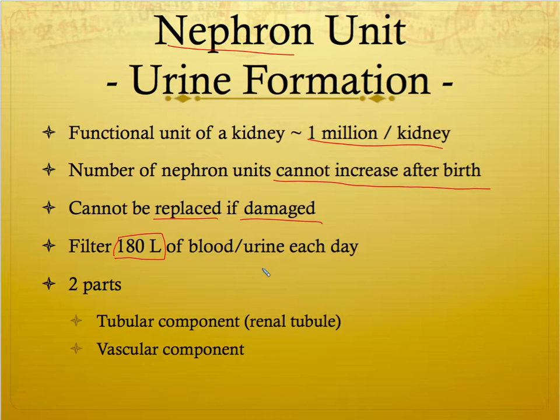So kidneys are very important to us. They keep our blood clean, kind of like an oil filter. They filter our blood so it's not carrying around contaminants to the rest of our body. The two parts of this filtering process are called the tubular component, which is your renal tubules, and then your vascular component, which we're going to look at here.